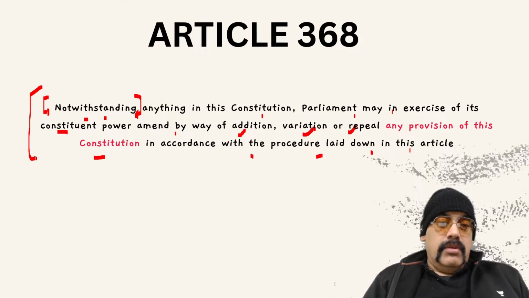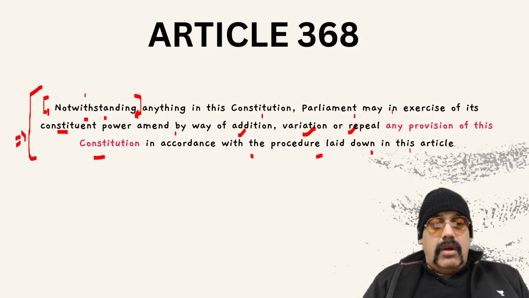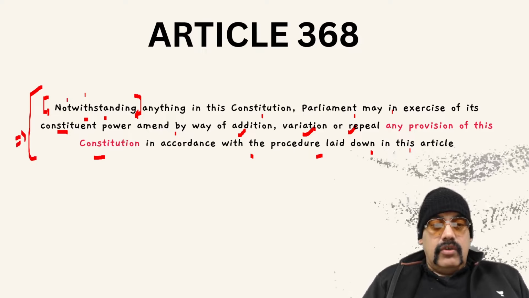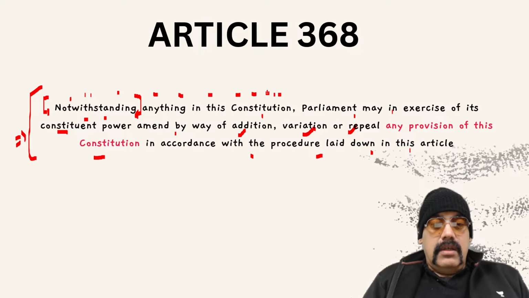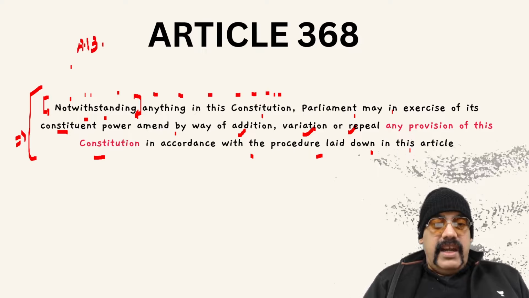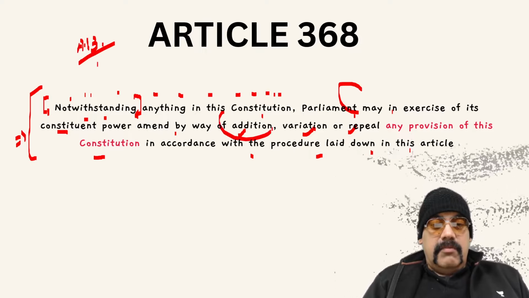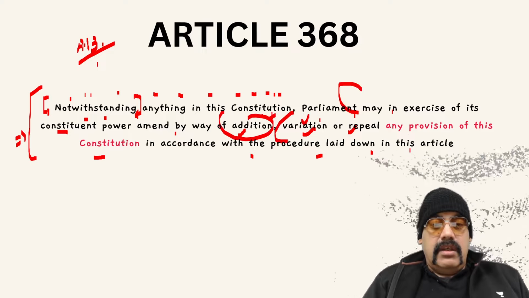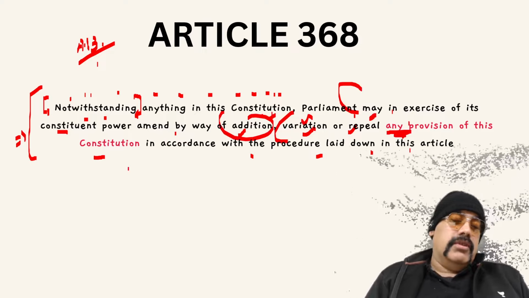So when I had spoken earlier, it was ad verbatim. It was exact words. Notwithstanding, the key word here is notwithstanding, despite anything written in this constitution. In other words, despite anything written in Article 13, Parliament may, by addition, by variation, or by removing, take out every provision of this constitution or amend.